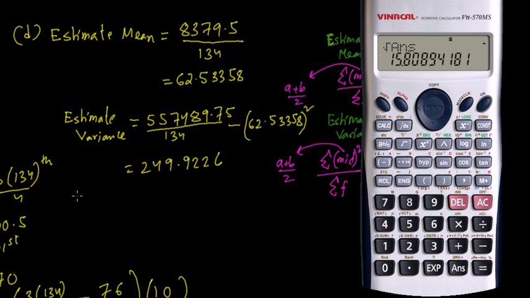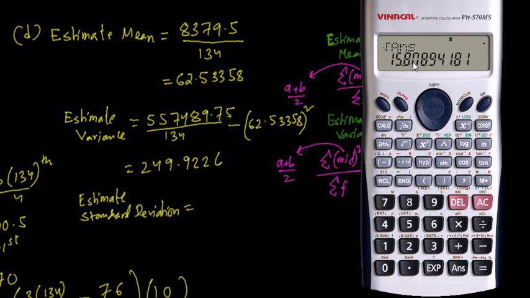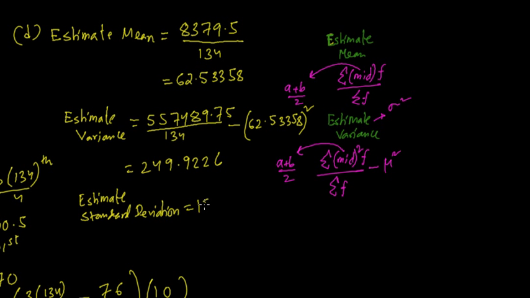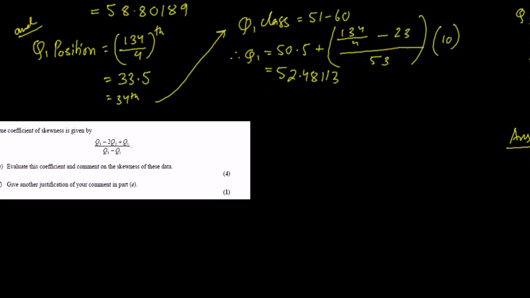So let me write here, estimate standard deviation. So it would be 15.80894. That would be the standard deviation. Okay, let's move on. They didn't mention anything about significant figures, so 5 decimal places is a very good idea.